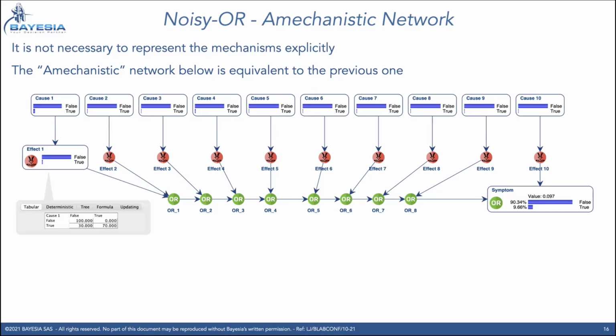So instead of representing this mechanism directly, we are going to just represent a local effect. That's going to be the effect, but by directly managing the uncertainty associated with cause one. So here it's like digesting the mechanism inside this local effect. It's going to be false for the OR, and when it's true, then there is a 70% chance that the symptom is going to be triggered, right? So this is my mechanistic network for the noisy OR.